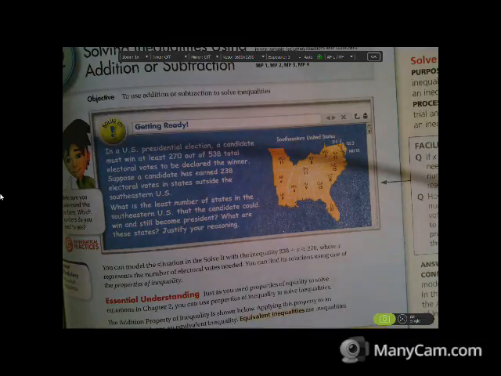Alright, we are in section 3.2, solving inequalities using addition or subtraction. So let's look at the Solve It.